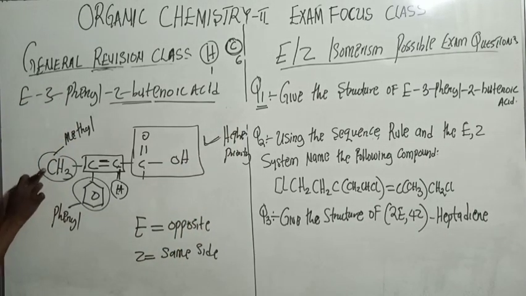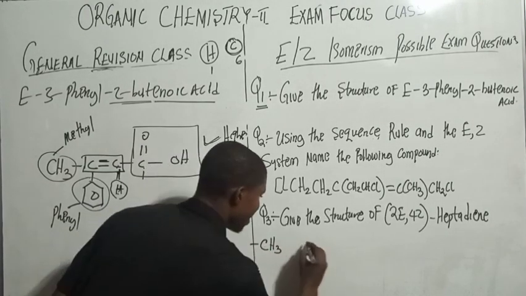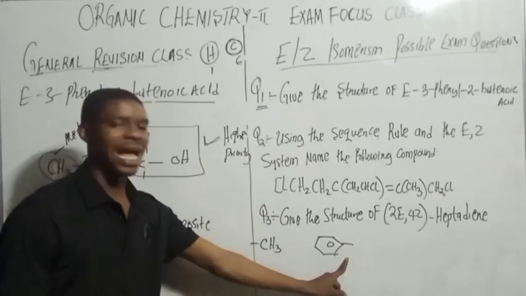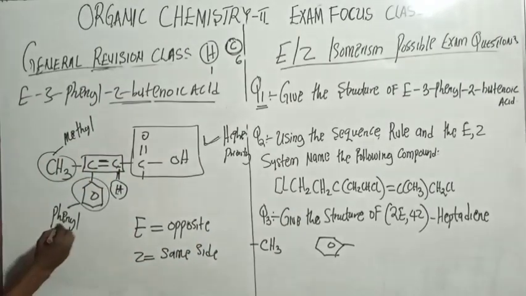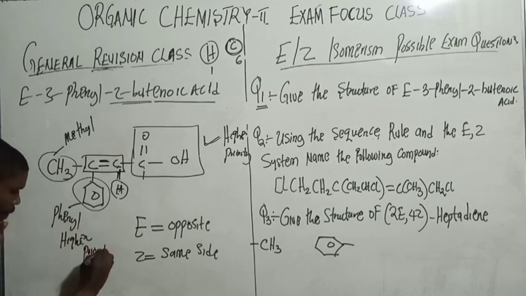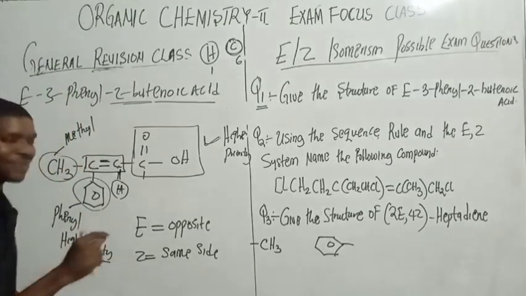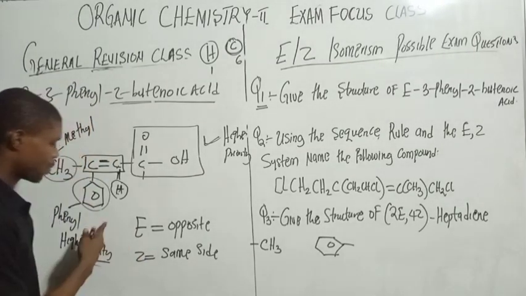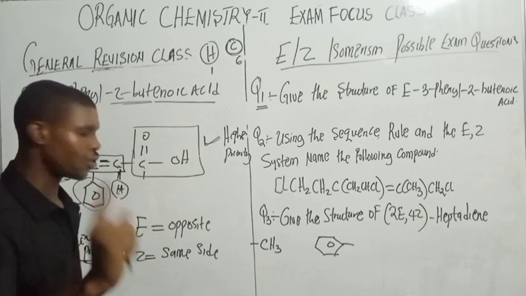Then when you look at this other one here, you are comparing CH3 and a phenyl group. Phenyl has higher priority than methyl. So this one has higher priority. If you don't understand what I'm doing here, please leave a comment that you don't understand. But if you understand, leave a comment that you understand, so that I can know how to explain more to you. It's very important. Probably before the end of this video, I can send you the link to the other videos for you to go and watch.